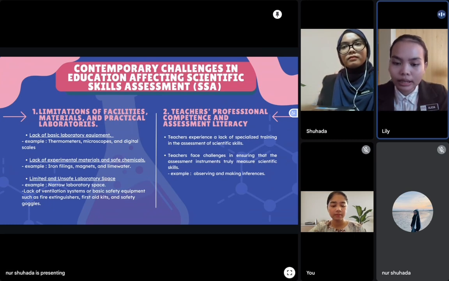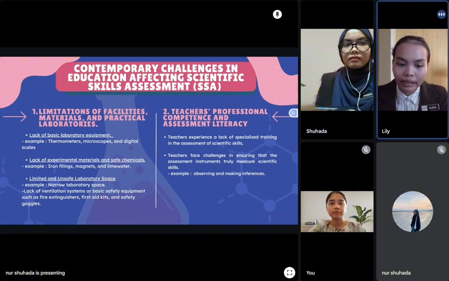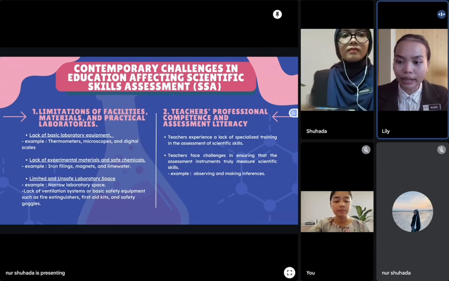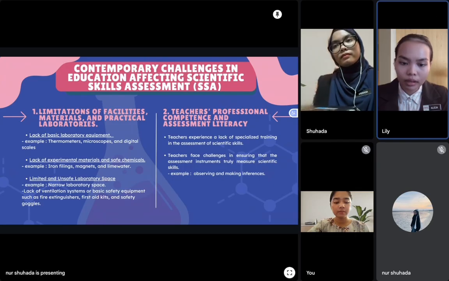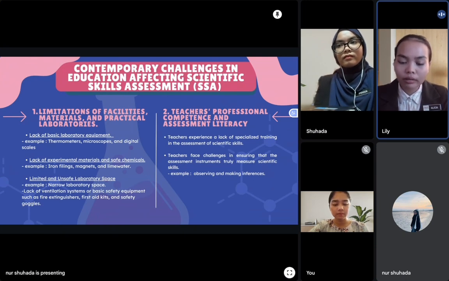The first is about limitation of facilities, lack of basic laboratory equipment, for example, thermometers, microscopes, and digital scales. Next is about materials, lack of experimental materials and safe chemicals. For example, iron filings, magnets, and lime water. Next is about practical laboratories. It is about limited and unsafe laboratory space. For example, narrow laboratory space.